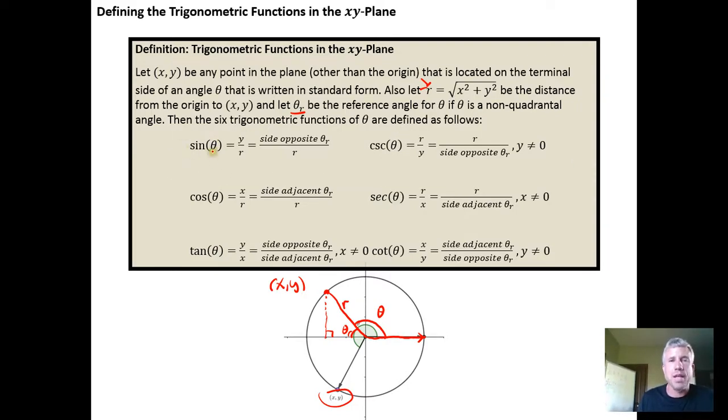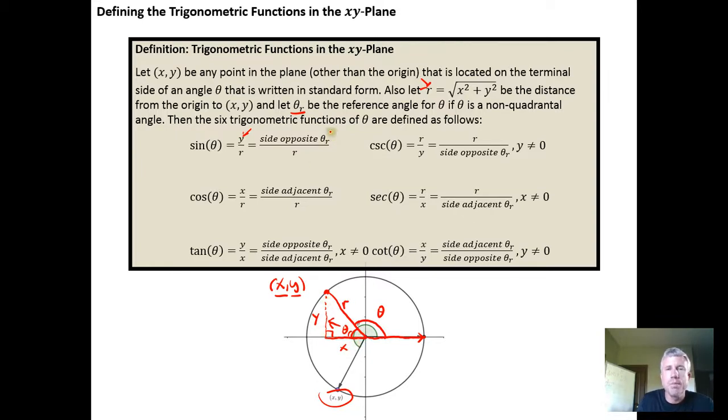So the sine of theta in the xy plane, whether we have a quadrantal angle or not, is going to be the y-coordinate divided by the hypotenuse or the radius. And what we want to notice is that the y-coordinate, if I establish an xy point, actually gives me the signed height opposite the reference angle. And the x-coordinate gives me the signed width opposite a right triangle formed by the reference angle.